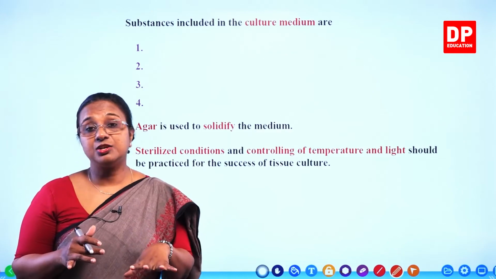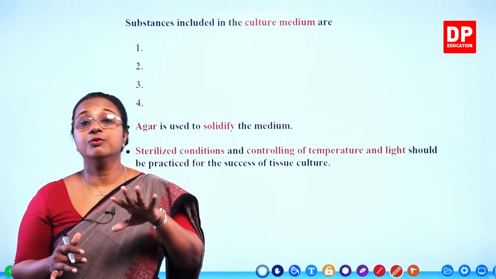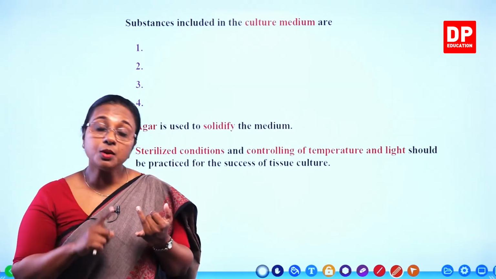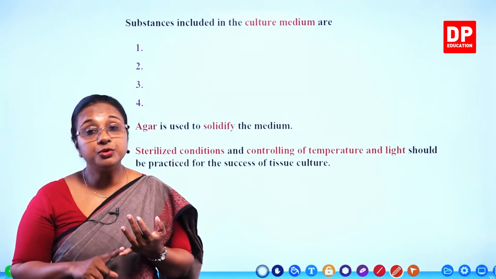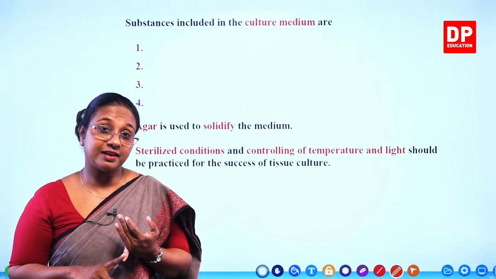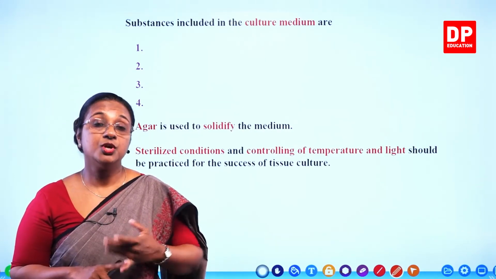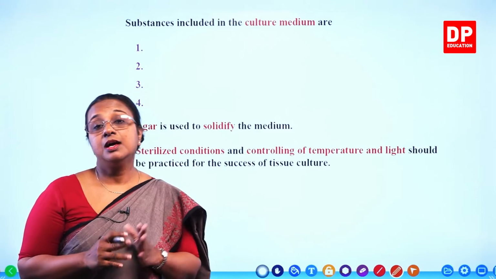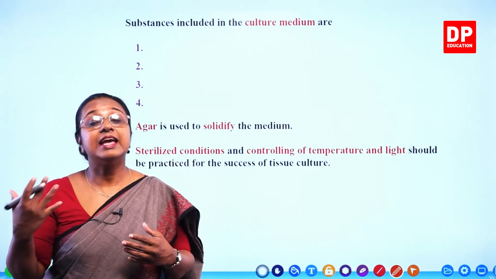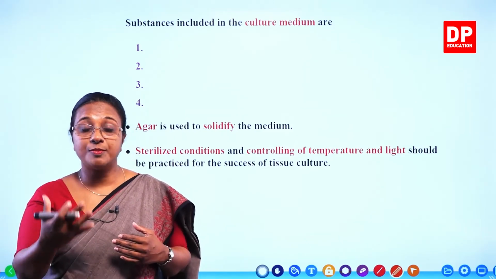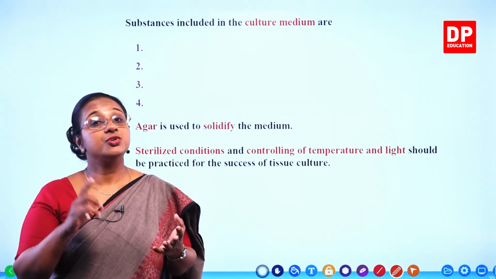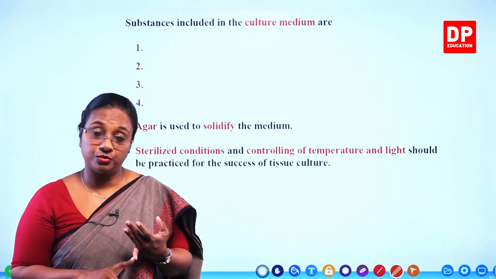But in addition to that, we need to include certain substances. One is sucrose. You all know what sucrose is. It is a disaccharide. So disaccharide made up of glucose and fructose. So from that, the growing tissue will get its energy. From carbohydrates, normally they act as energy sources. So here we add sucrose.